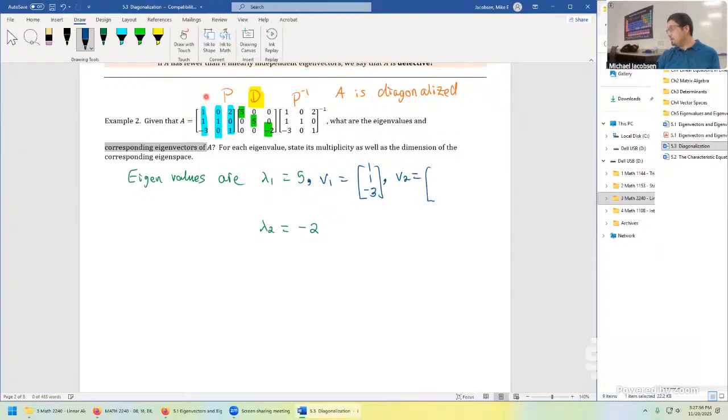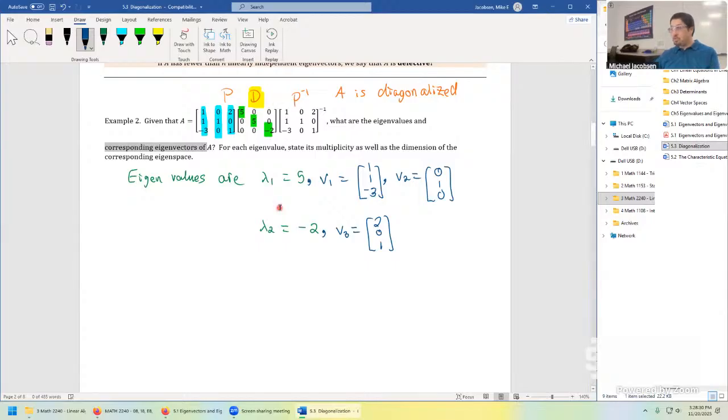V2 is 0, 1, 0. So when it says the corresponding eigenvectors, we need to list it out in this way. Somehow I know that lambda 1 has these two particular eigenvectors corresponding with it. Likewise, lambda 2 corresponds to only this one, 2, 0, 1, because -2 appears in the third column. So that's what we mean by the correspondence. So V3 equals 2, 0, 1.